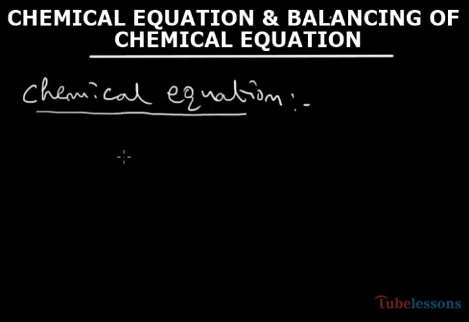Now, if we represent a chemical reaction with the help of symbols of elements and formulas of compounds and balance the reaction, that means we make equal the number of atoms on the left hand side and on the right hand side, the process is called a chemical equation. Let us give an example.